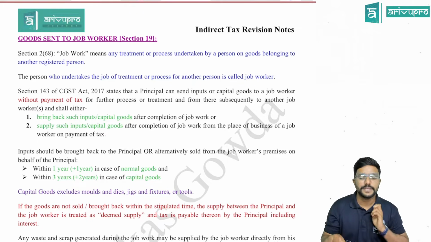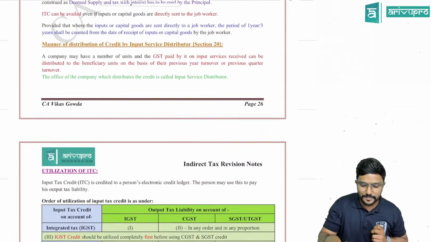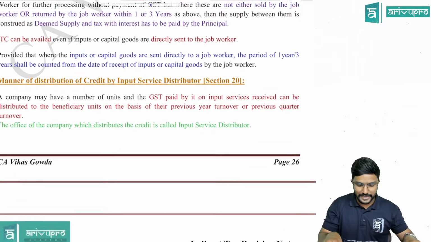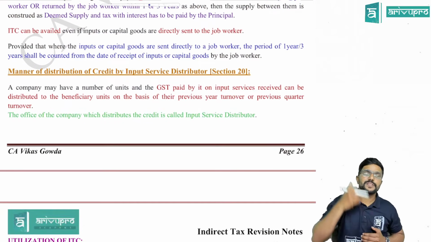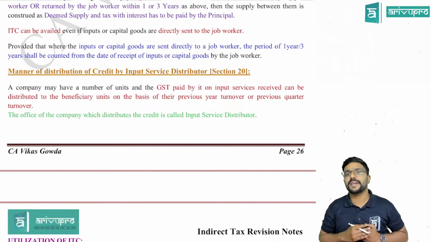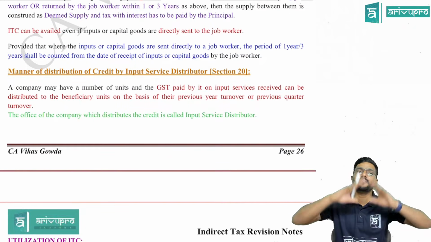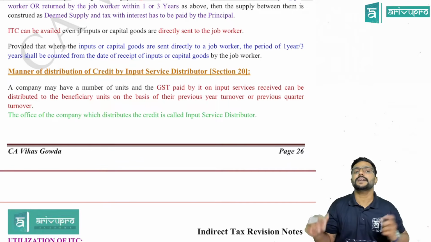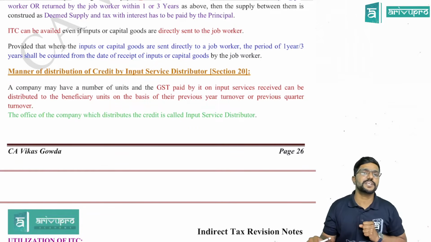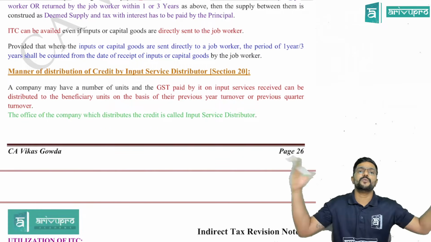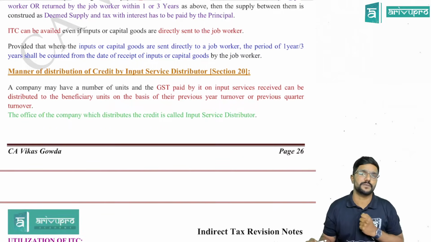Then coming to manner of distribution of credit by the input service distributor. So if any input service which is taken by an entity is used by various recipients registered separately under GST but under same PAN, in that case one particular registration entity has to take the responsibility to distribute the credit to various recipients who have used that service, provided a single invoice is issued.